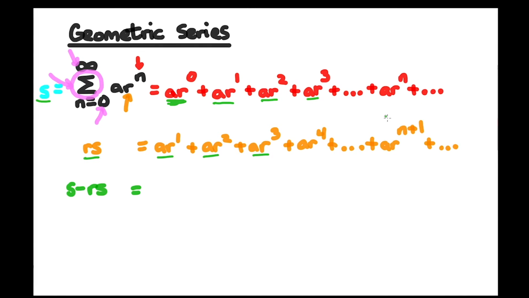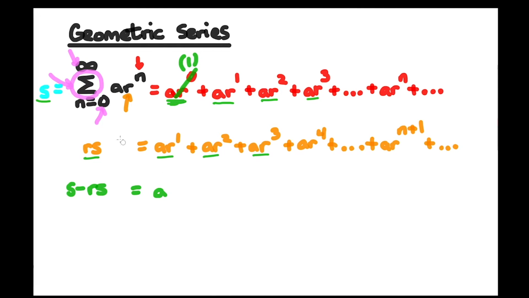So that means that S minus RS gets a really crazy result here. So it's going to be AR to the 0, which is just A, because R to the 0 is going to be 1. So I'm just going to say that's equal to 1. Okay. All of these other ones are going to cancel here, but you're going to be left with this one right here, this AR to the n plus 1.